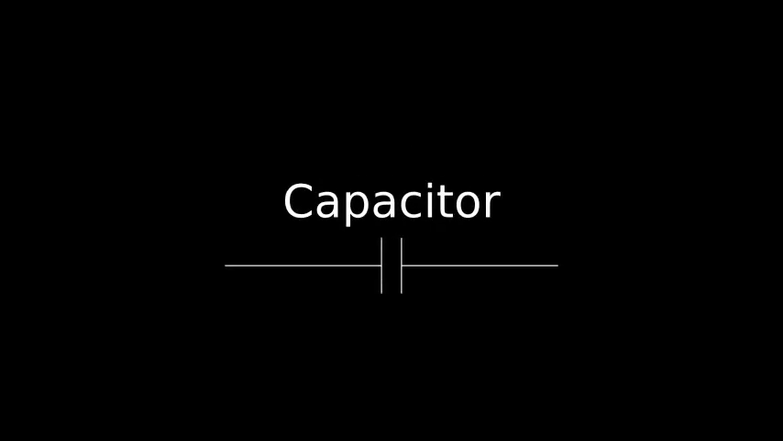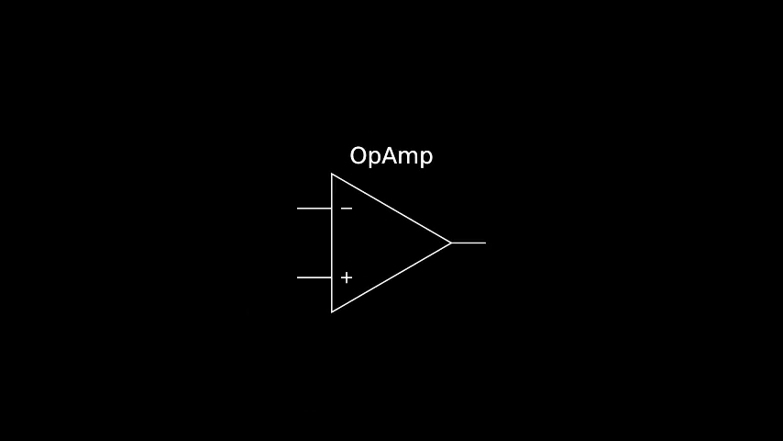Capacitors are the third sort of passive component in this course. They store charge depending on their capacitance. Capacitance is measured in farads. Operational amplifiers are active electronic devices that amplify voltages. In this book, we only deal with ideal operational amplifiers.